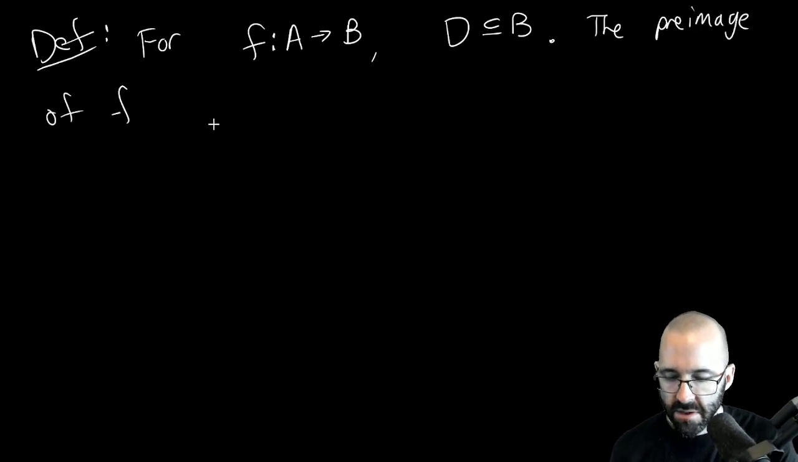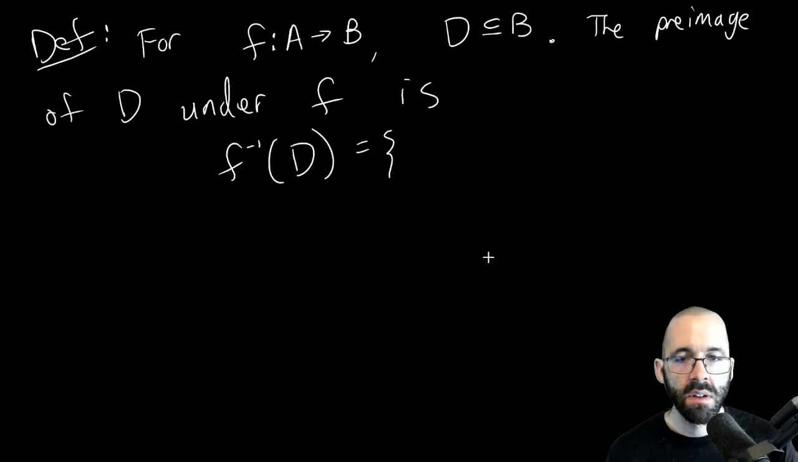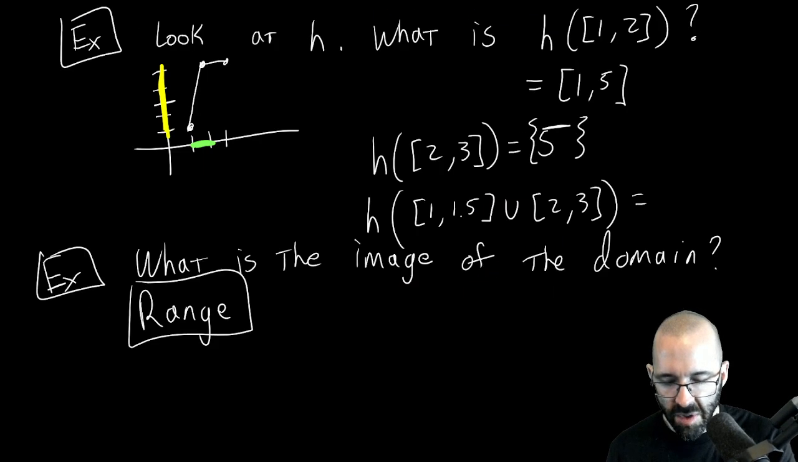Sorry, the preimage, my notes are wrong. The preimage of D under f is written f inverse D. What do you think that's going to be in set notation? Well, let's actually jump around. Before we formally introduce this, let's go back to the picture. I want to make sure I use the same colors this time.